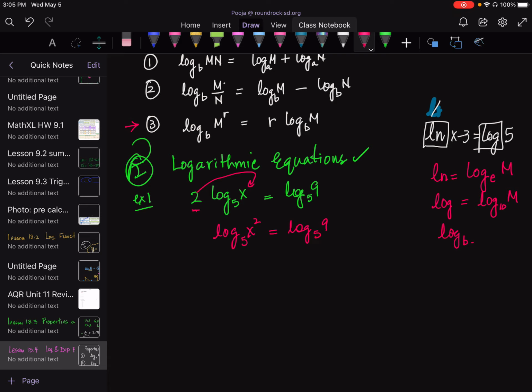And now I can compare the two sides. It's literally log base 5 of x squared equals log base 5 of 9, and hence these two must be equal. x squared must equal 9, right? And now I have a new equation. Now algebra takes over. Can I solve this teeny little equation? I will have to square root both sides, right? And x turns out to be 3. Don't forget the other answer, or negative 3.